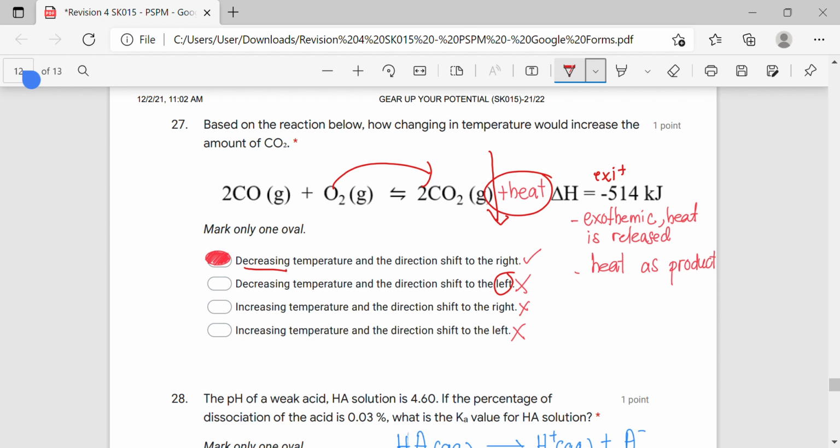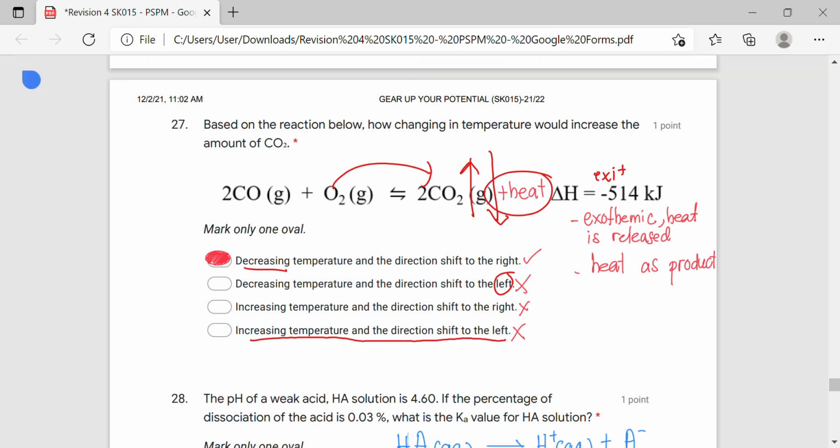Increase temperature, dia akan shift to the left. Increase temperature, the direction shift to the left. Ini betul lah kan? Decrease temperature, shift to the right. Increase temperature, dia akan shift to the left. Ini salah. Decrease temperature, shift to the right.